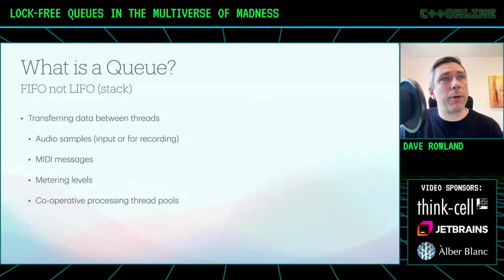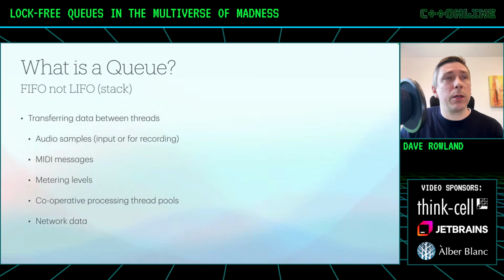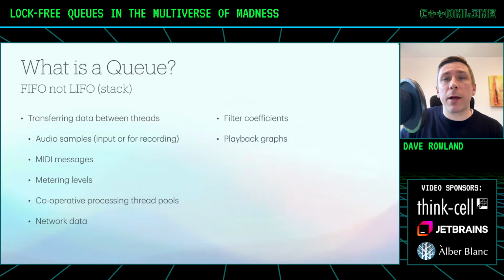need to come back out of your audio real-time threads. And also these days with multiple cores, you might have cooperative processing, so multiple threads doing your work. And also network data. You can have other event types like Open Sound Control that comes in as UDP packets, so you might need to react to that and get data into your playback system. And then smaller things like DSP filter coefficients, and sometimes your entire playback graph is moved around the system in a lock-free queue.